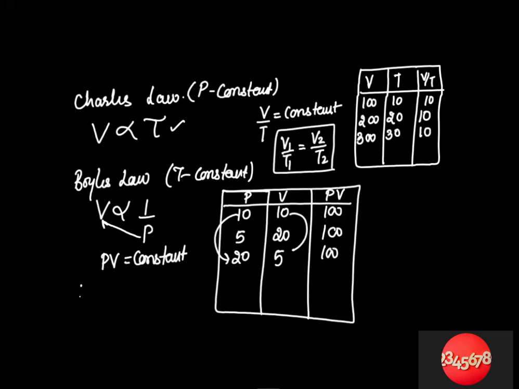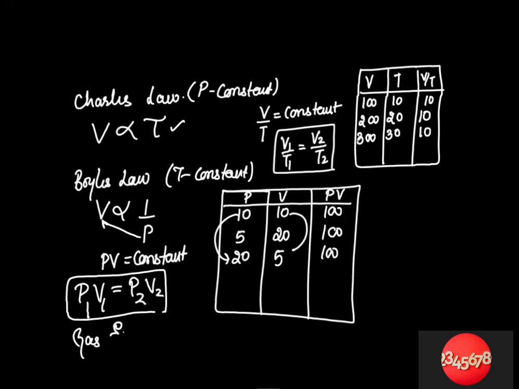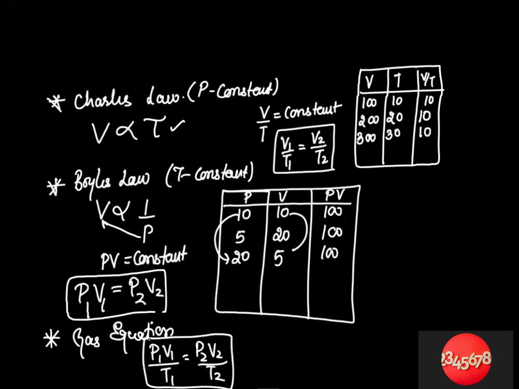So the formula comes out to be first pressure into first volume will be same as P2 into V2. And if nothing is constant, then we get the gas equation. And gas equation is nothing but the combination of these two, Charles' law and Boyle's law, right? And it says P1 V1 upon T1 equals P2 V2 upon T2. We will be using this equation in some questions.